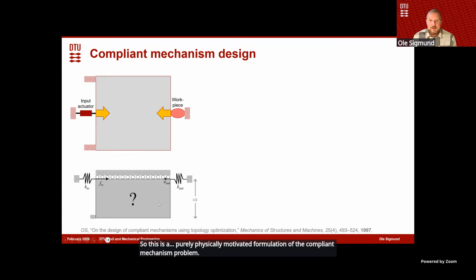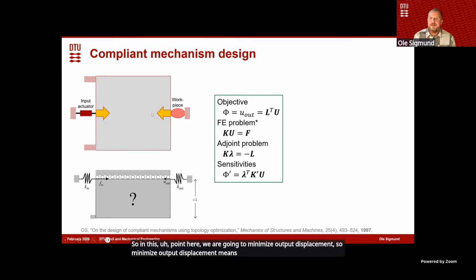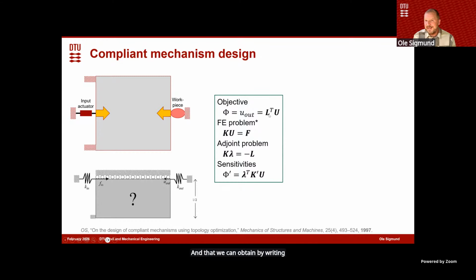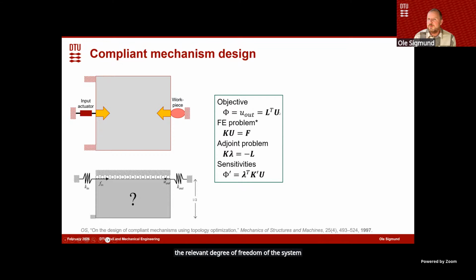If we formulate the optimization problem, then I'm just following the setup that we have seen before. So in this point here, we are going to minimize the output displacement. Minimizing the output displacement means maximizing in the negative direction. And that we can obtain by defining an L vector. That's a vector with zeros, except for the degree of freedom where we want to minimize the output displacement. And hence it picks out the relevant degree of freedom of the system displacement vector.